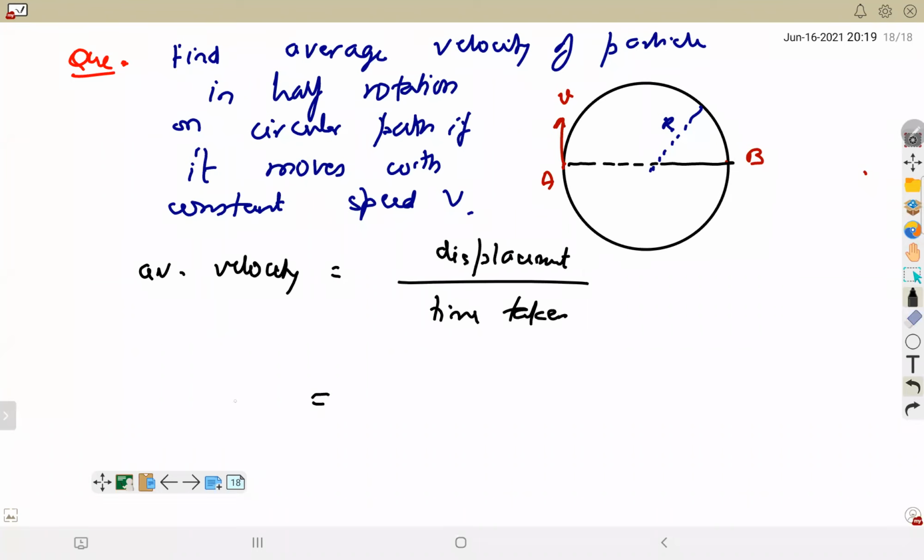So displacement we have got here. That displacement is how much? It is exactly equal to the diameter, which is equal to 2r. How will we find the time taken? How will we find the time taken? Govind?